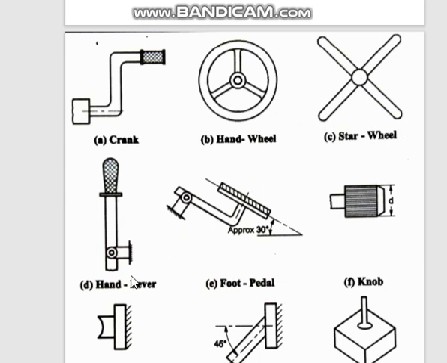Then hand lever, sometimes for applying brakes, hand brake in cars, you would have seen, it's a hand lever. Or in some of the machines also where you have to operate, you may be using a hand lever. Foot pedals, you see, the accelerator pedal, the brake pedal, the clutch pedal, these are all foot pedals in a car. And knobs are these, like our fan regulator knobs, or these knobs that are there on your screw gauge, micrometer and all, these are knobs.